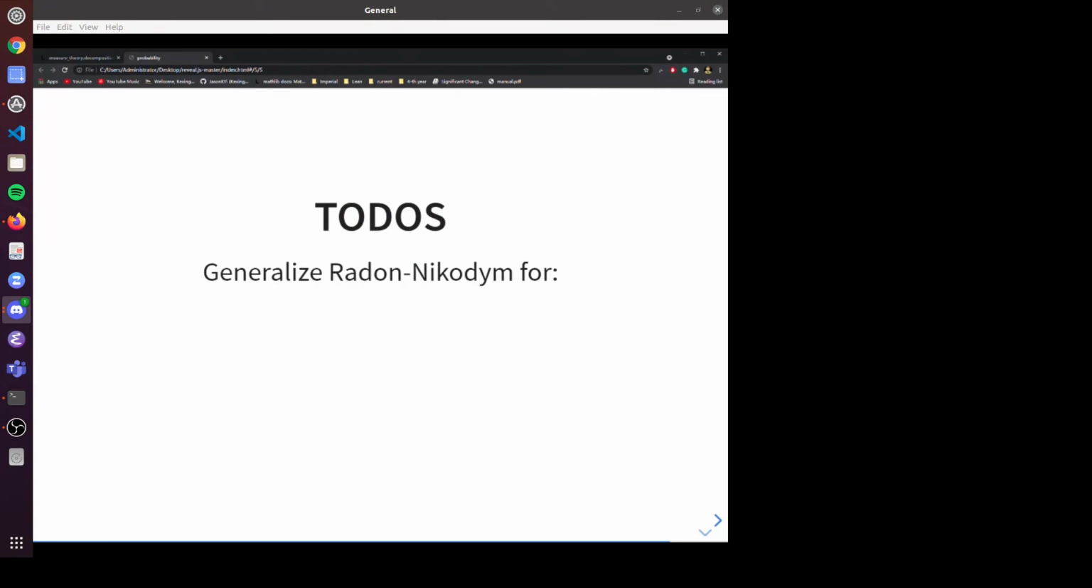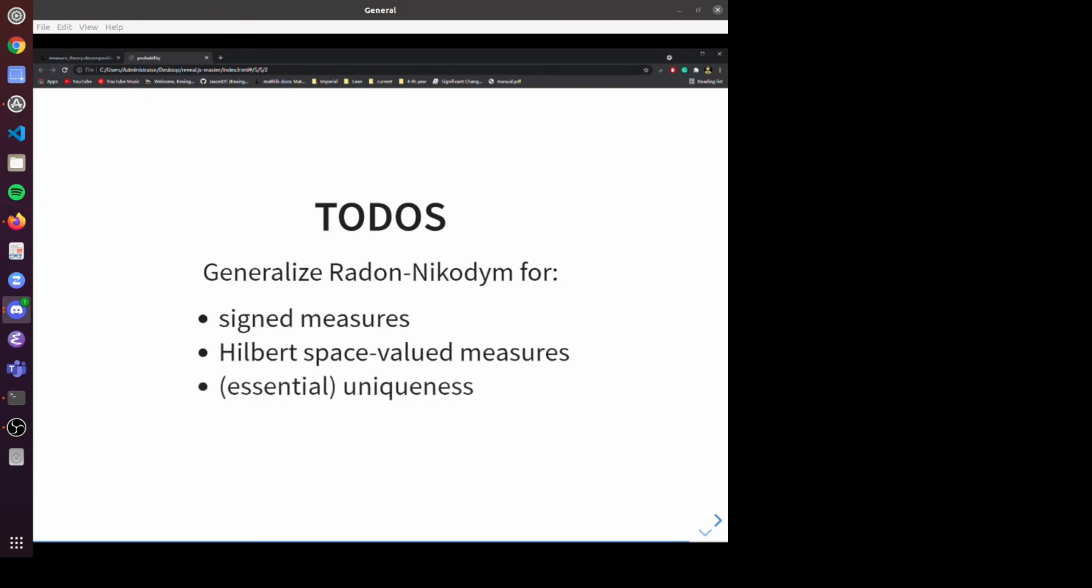So there are many things to do still. In particular, we need to generalize Radon-Nikodym for signed measures and Hilbert space valued measures. Also, we will need to show essential uniqueness. This was something that Remy did for Bochner integrals recently, but we still need to somehow restrict it back into integrals. Also, we need to develop basic APIs for Radon-Nikodym derivatives, and this would be easy to do once we have the essential uniqueness.